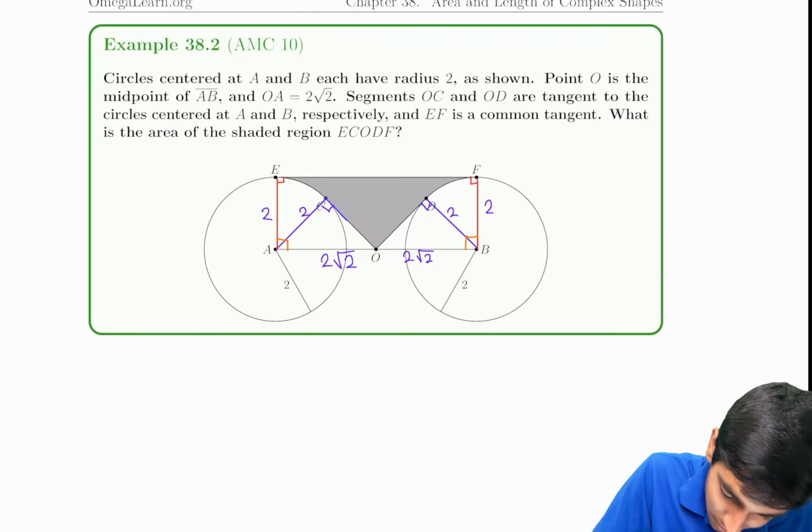So, first of all, the area of the rectangle is just 4 root 2 times 2, which is 8 root 2. And now what is the area of these regions? That's not too difficult. The area of this triangle is half times 2 times 2, which is 2. And the area of this triangle is also 2 as well.